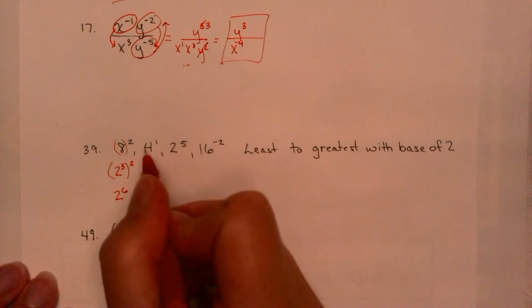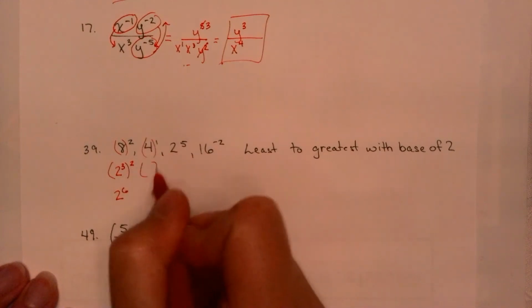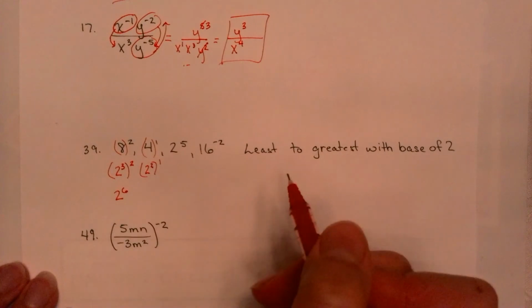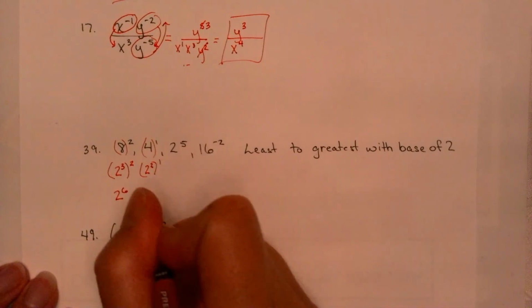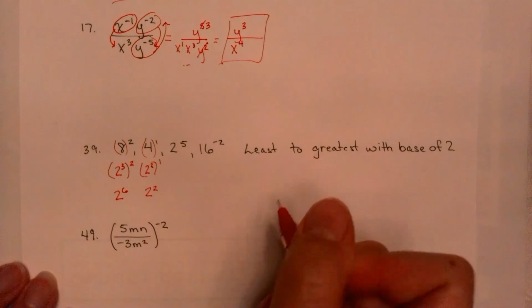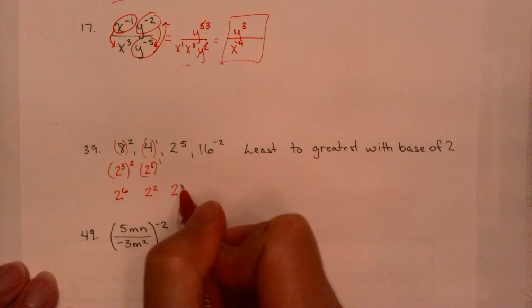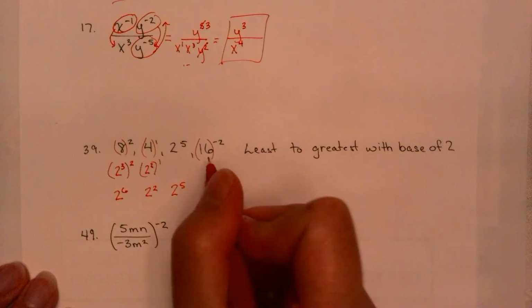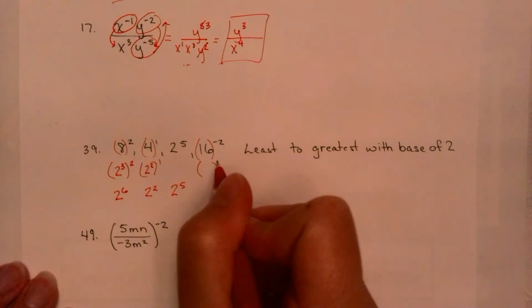Okay, 4 to the first. That's fine. We're going to rewrite 4 as a base of 2. So 2 squared. Power to power we multiply, so that gives me 2 squared. All right, 2 to the fifth, don't have to do any work there. And then 16 to the negative second. Well, we've got to think about this. Keep my negative 2 up there.